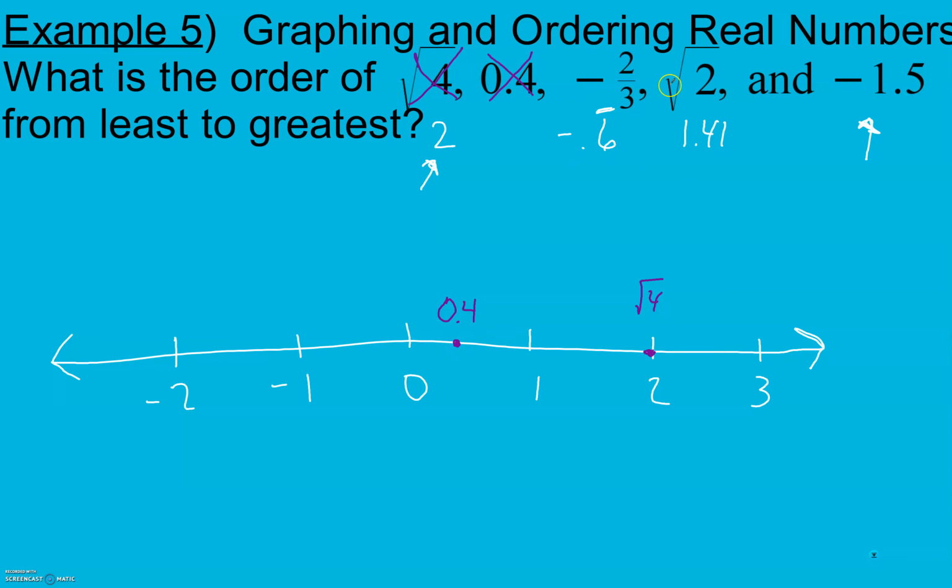Negative 2/3, or negative 0.6 repeating, is in between 0 and negative 1, but closer to negative 1, 2/3 of the way there. Square root of 2 is about 1.41, so in between 1 and 2, a little bit closer to 1. And negative 1.5 is in between negative 1 and negative 2, right in the middle. So plot each point individually. Once you have all your points, they're in order from least to greatest: negative 1.5, negative 2/3, 0.4, square root of 2, square root of 4. And there are our values from least to greatest.